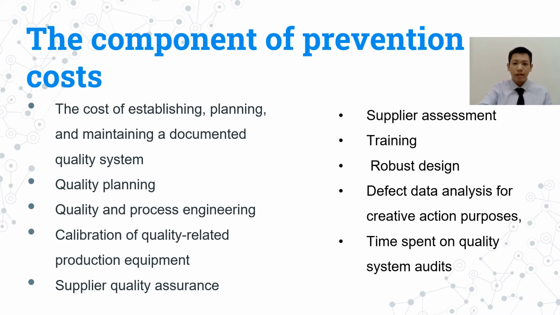The cost of establishing, planning, and maintaining a documented quality system, quality planning, quality and process engineering, calibration of quality-related production equipment, supplier quality assurance, supplier assessment, all training activities, labels design, defect data analysis for corrective action proposals, and time spent on quality system audits are all included in the prevention cost. Prevention costs can improve quality and reduce costs because they can keep the failure cost to a minimum since they eliminate defects before production begins, reduce the cost of quality, and can help companies increase profits.